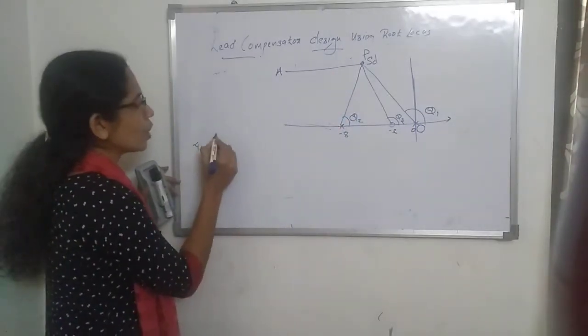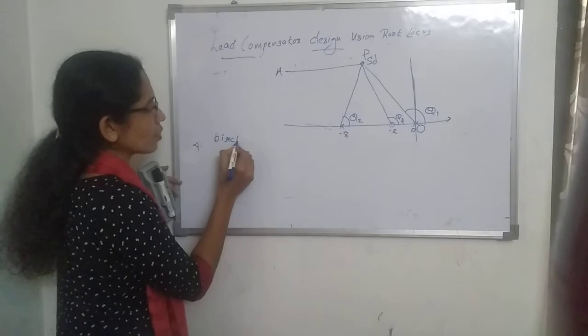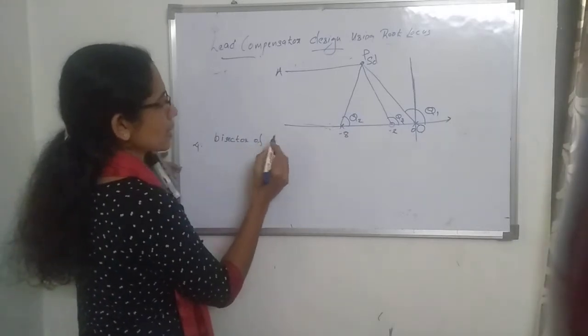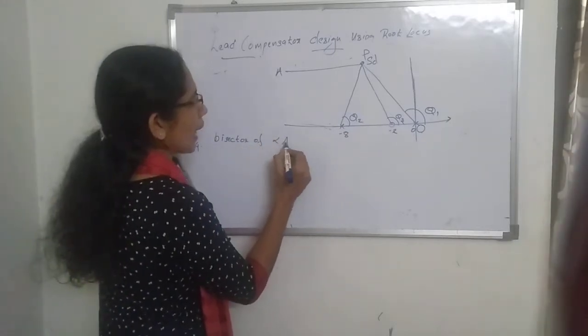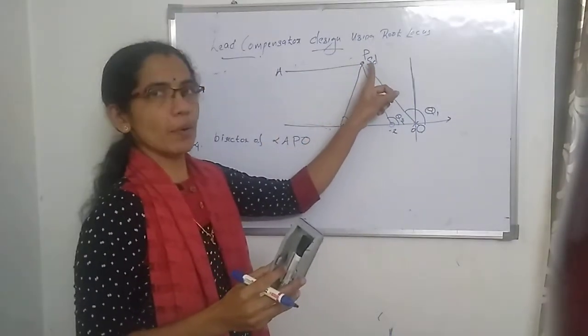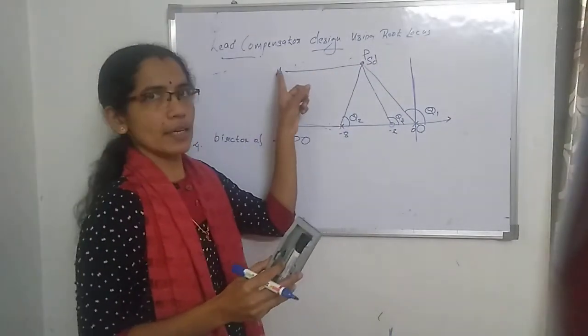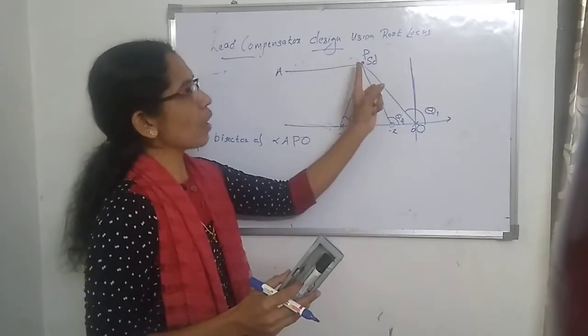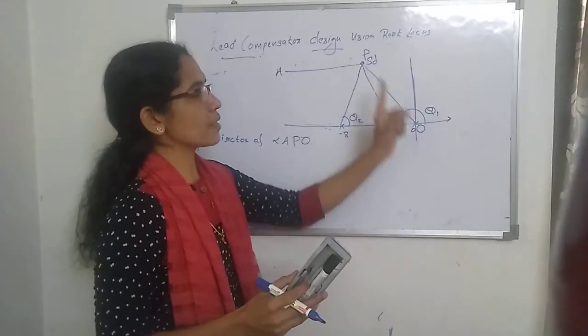The next step is to draw the bisector of angle APO. First we have the dominant pole SD, draw a line parallel to the x-axis, then also mark a line from this SD to the origin.